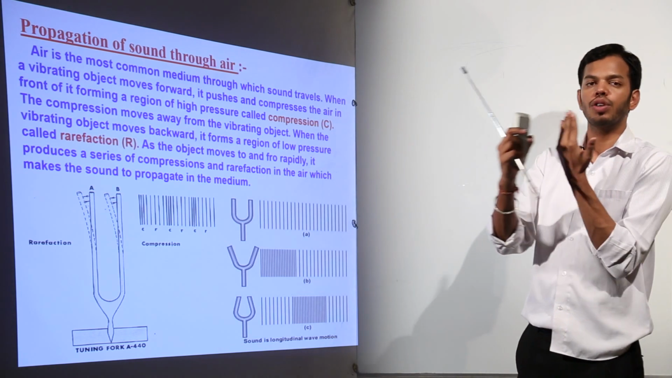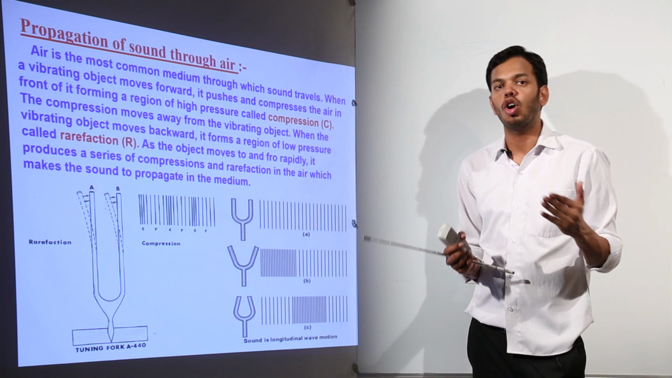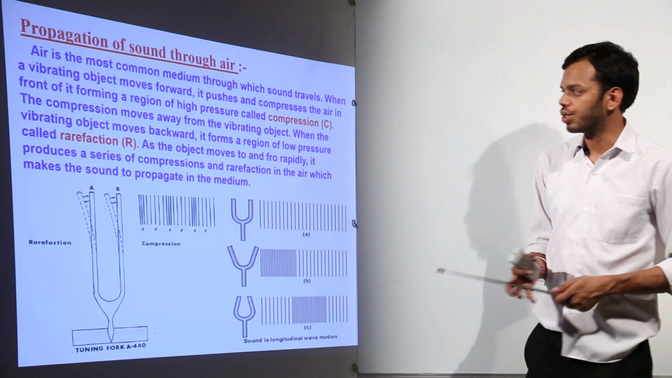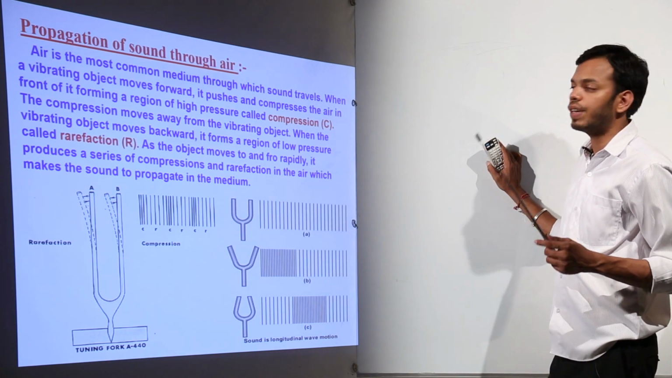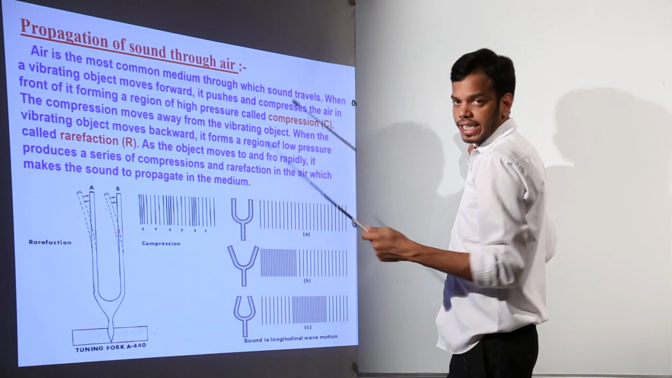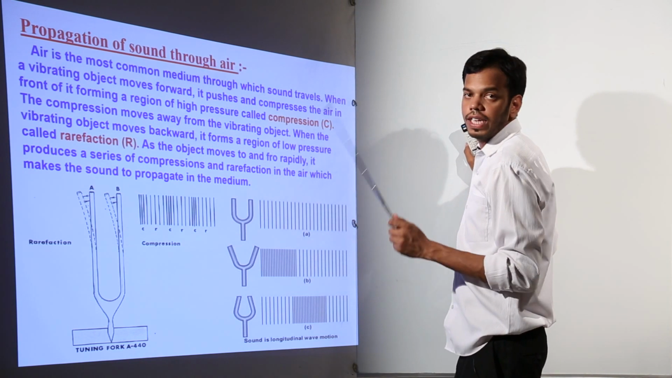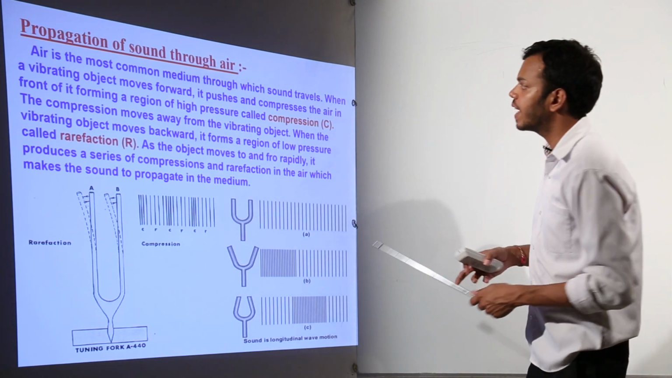But at some point during vibration, the particles are very close to each other and at another point they are very far from each other. These are called compressions and rarefactions. Compressions when they are very close, rarefactions when they are far. So let's move on and read this paragraph. This is how I have already explained: sound travels in the form of compressions and rarefactions.